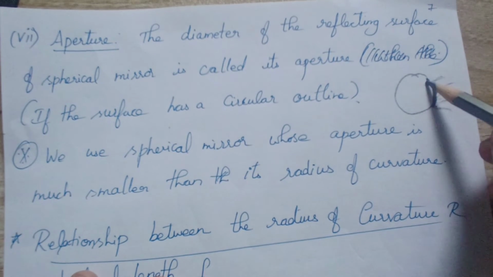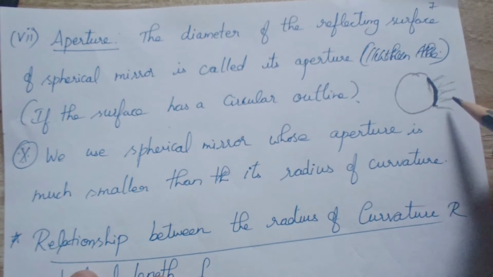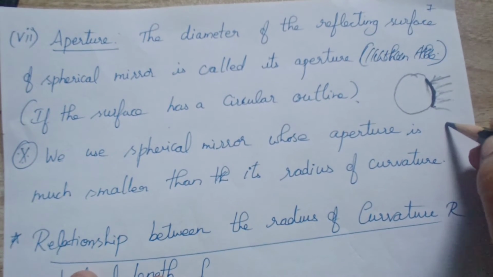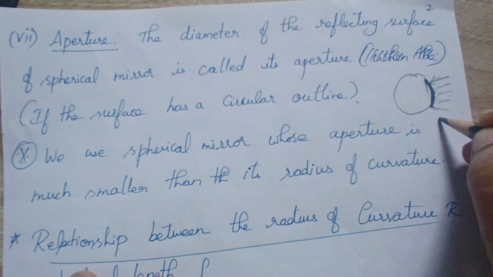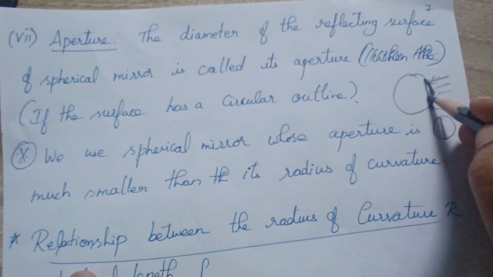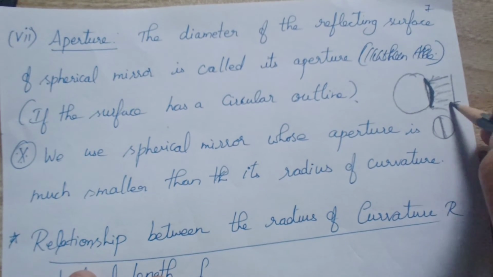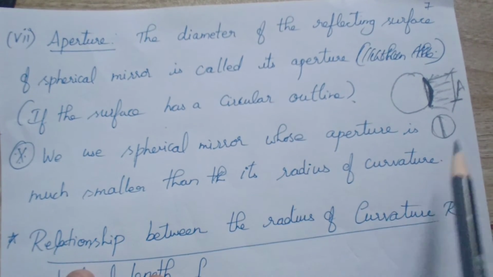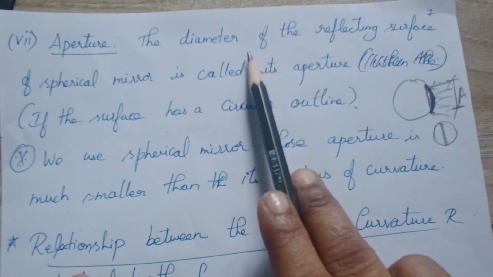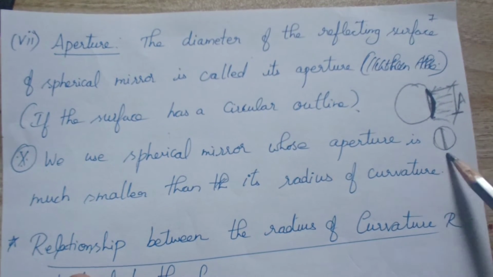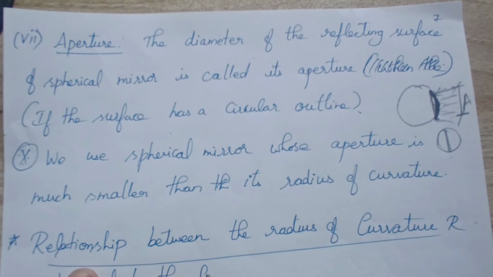This is the diameter of this reflecting surface. The reflecting surface, if you look from here, it will be curved. If you look from the sideways, it will look like this. In the front, it will look like this, right? So this is your diameter, and this is nothing but your aperture. This length, this distance is your aperture. So we can say that the aperture is nothing but the diameter of the reflecting surface of a spherical mirror.